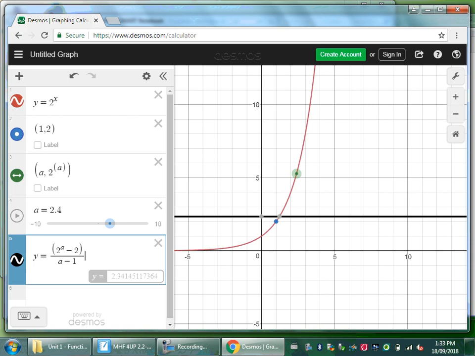It's the reason it's a horizontal line right now, because do you guys see right now, this is just a number, right? This is just a constant, because right now a is 2.4, so it's just putting 2.4 into that and giving me a y value.